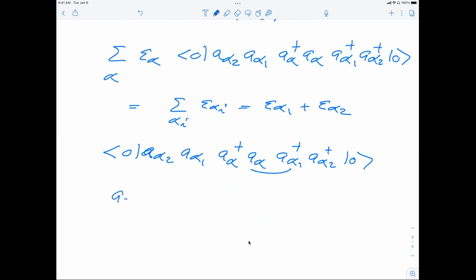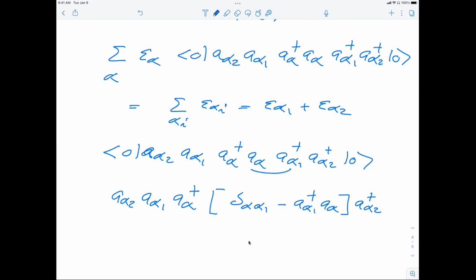So we're going to keep A alpha 2, A alpha 1, A alpha dagger. And now I'm going to look at the first term here. So this is going to be a delta alpha, alpha 1, minus an A alpha 1 dagger, A alpha. And this is acting on A alpha 2 dagger.